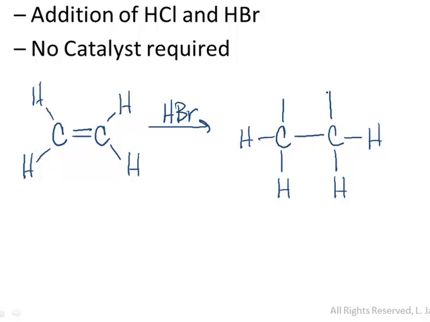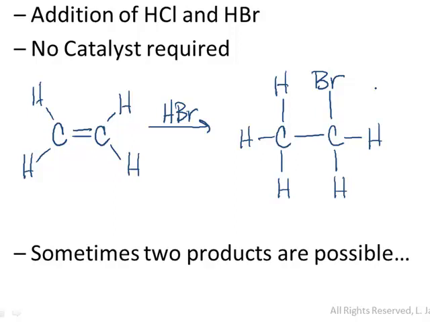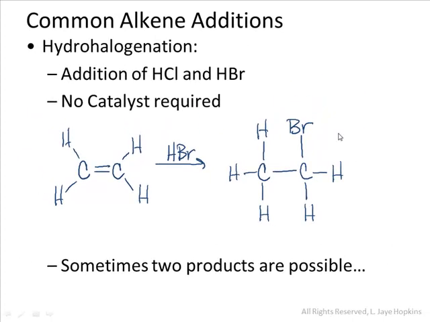In this example, because there's basically a mirror image between the two sides of the molecule, it doesn't matter which carbon gets the hydrogen and which carbon gets the bromine. The same would be true if we were adding HCl. Sometimes, however, you do have a more important choice to make, because sometimes whether you put that halogen on one carbon or the other will actually give you two different products. So let's look at an example where this happens.